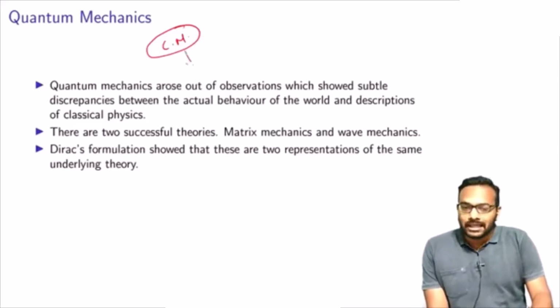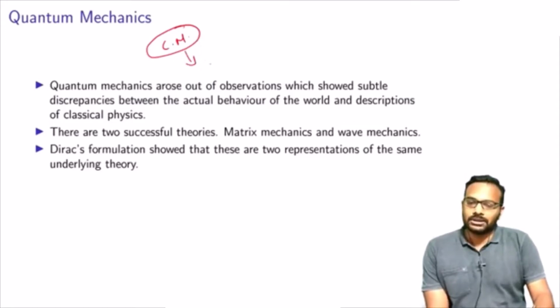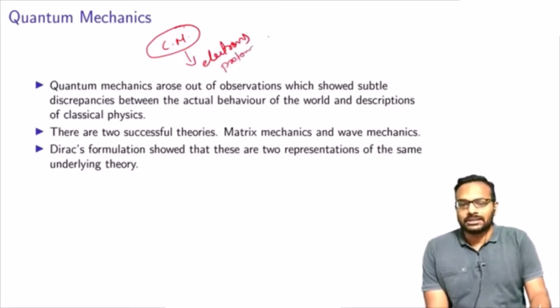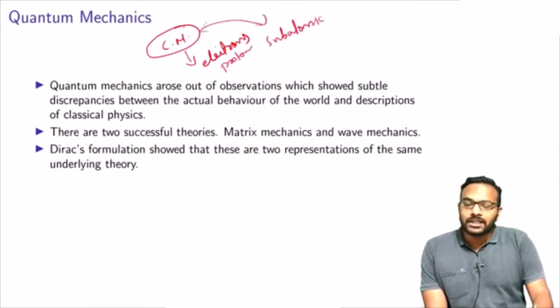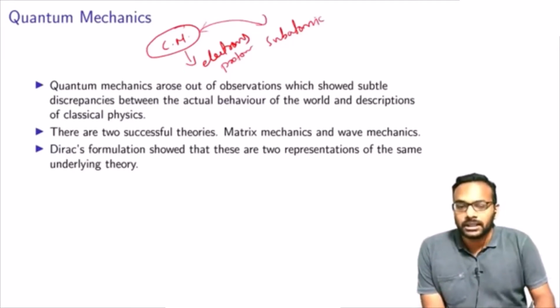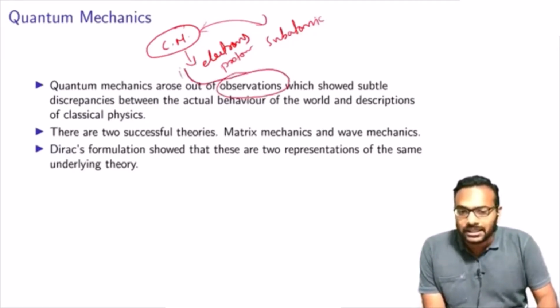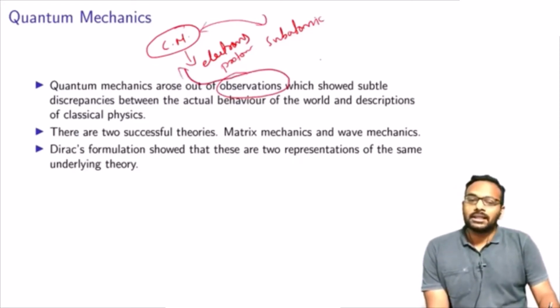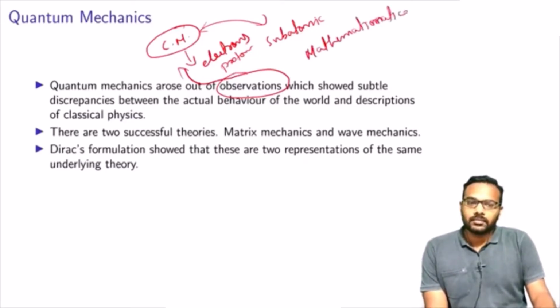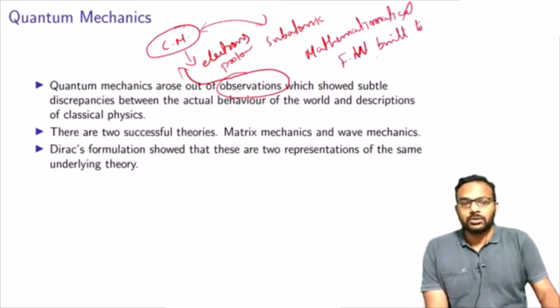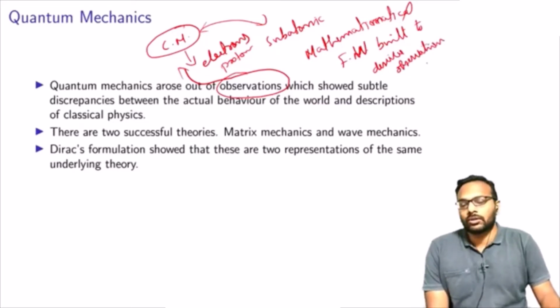But once they started applying the laws of classical mechanics, this fundamental logic, to subatomic particles like electrons, protons, or generally atoms, in the subatomic world the rules of classical mechanics gave different predictions from what was actually observed. So, there were observations which were not consistent with classical mechanics. This is the reason why we have quantum mechanics. Quantum mechanics is a mathematical framework, built to describe observations. Otherwise, no one would have thought of any theory like this.